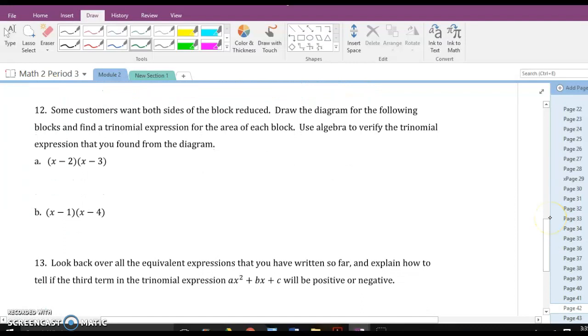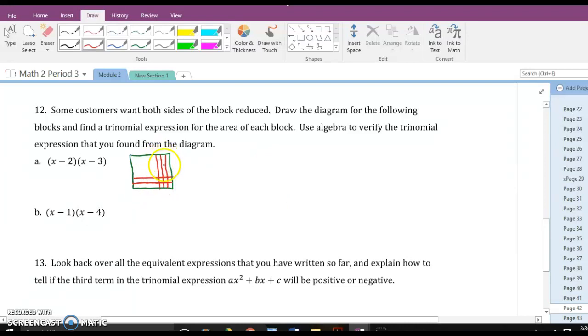So now the next one: some customers want both sides of the block reduced. Draw the diagram for the following blocks and find the trinomial expression for the area of each block. Use algebra to verify the trinomial expression that you found from the diagram. Okay, so we look here. Here's my original square. I'm going to subtract 3 here, and then I'm going to subtract 2 from here. So what happens here? What do we end up with?